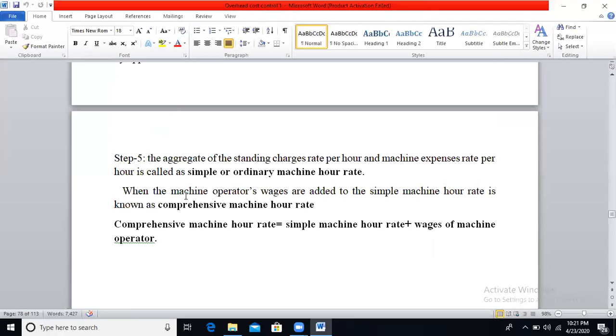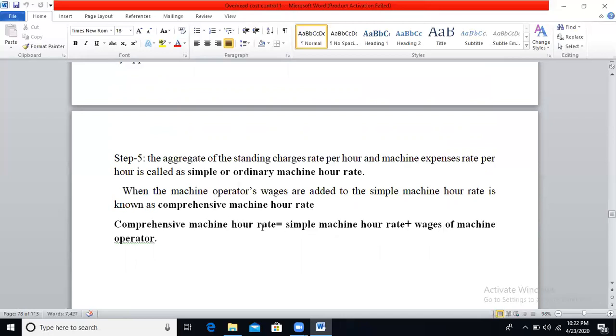And whenever machine operators' wages are given, that should be considered in order to calculate the comprehensive machine hour rate. So when the machine operators' wages are added to the simple machine hour rate, it is known as comprehensive machine hour rate. So if the question gives machine operators' wages, after calculating the machine hour rate, machine operators' wages should be added to this. If you add simple machine hour rate plus wages of machine operator, you will get comprehensive machine hour rate.